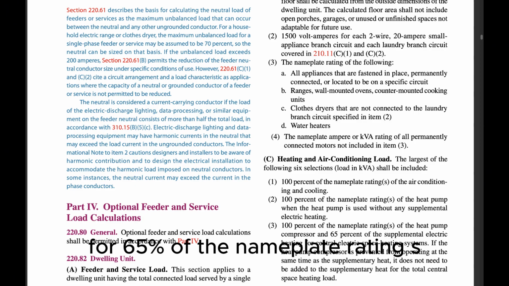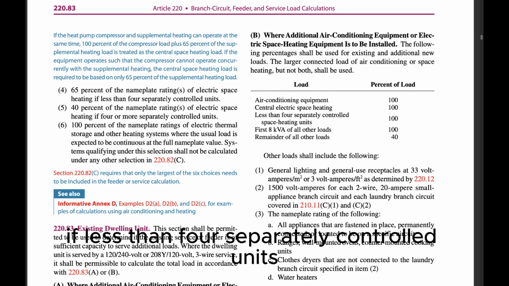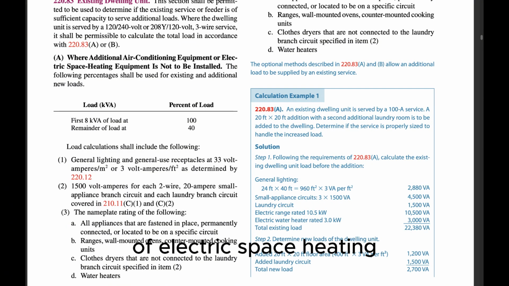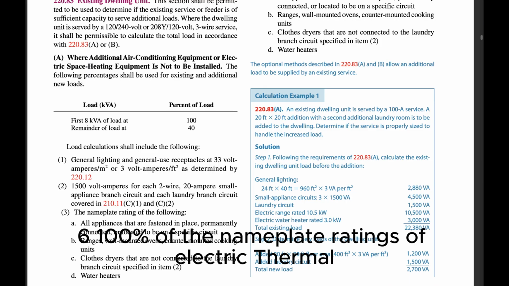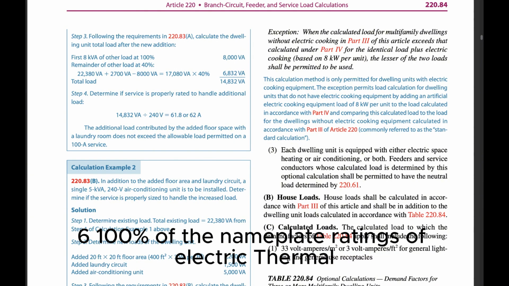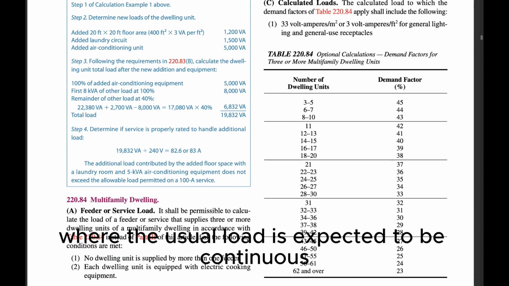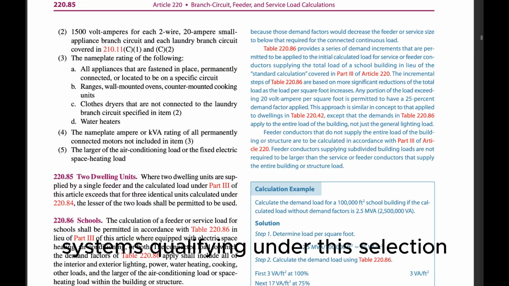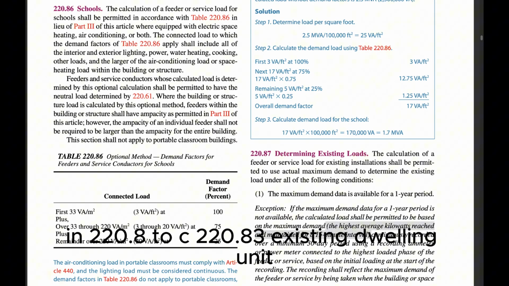4. 65% of the nameplate rating(s) of electric space heating if less than four separately controlled units. 5. 40% of the nameplate rating(s) of electric space heating if four or more separately controlled units. 6. 100% of the nameplate ratings of electric thermal storage and other heating systems where the usual load is expected to be continuous at the full nameplate value. Systems qualifying under this selection shall not be calculated under any other selection in 220.82(C).